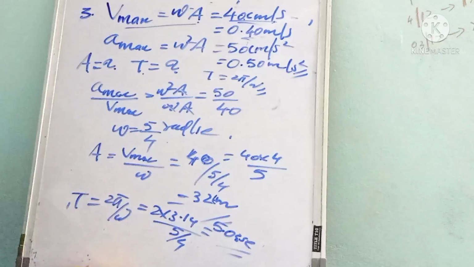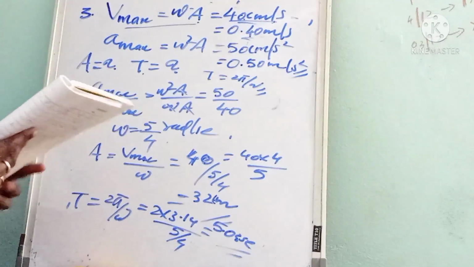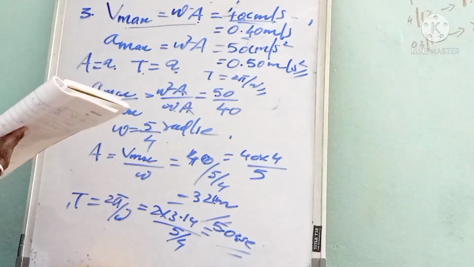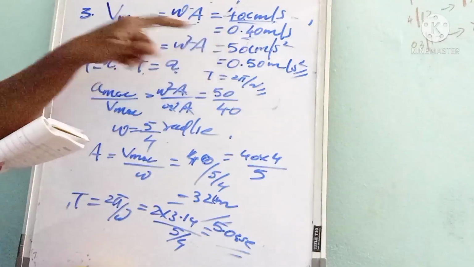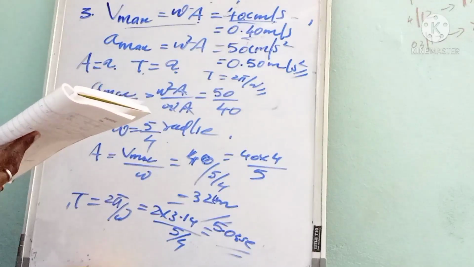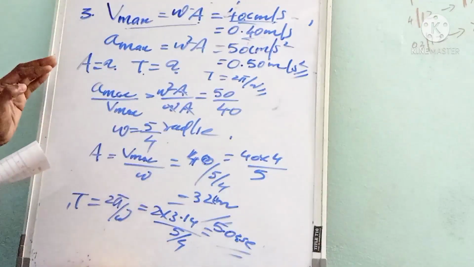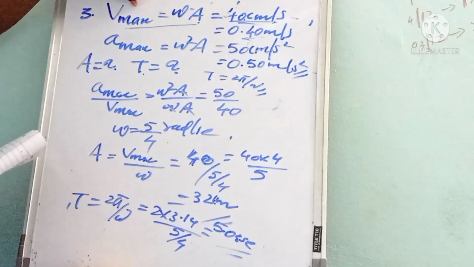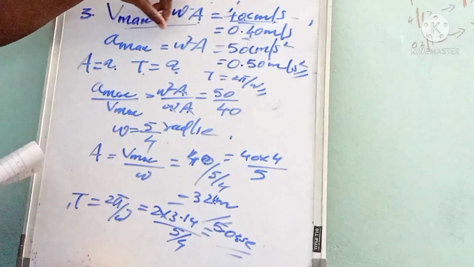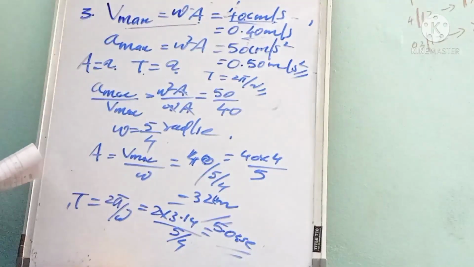And here a particle executing linear simple harmonic motion has the maximum velocity V max given as 40 centimeter per second, and the maximum acceleration is given as 50 centimeter per second square. Then we have to calculate the amplitude and the period of oscillation. We know the maximum value of velocity is omega A, and the maximum value of acceleration is omega square A. Then we have to calculate A and time period T.